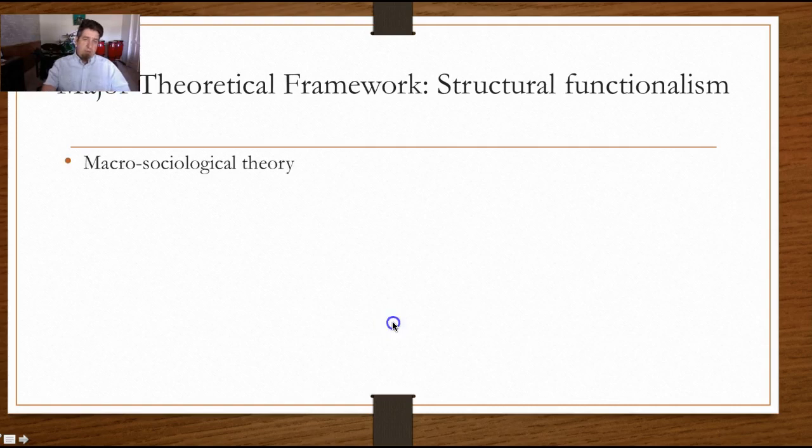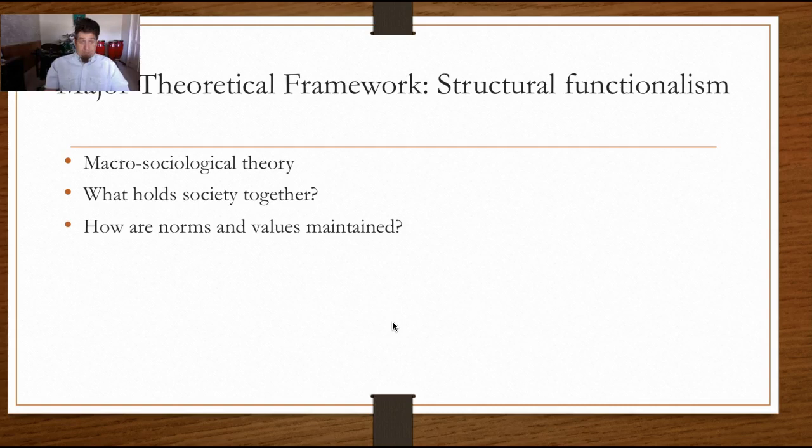Another sociological theory is called structural functionalism, and that's a macro sociological theory that focuses on what it is that holds society together. Its major focus is on the maintenance of norms and values. How is it that societies tend to coalesce? Its origins are in Emile Durkheim. And Emile Durkheim had two concepts, one was mechanical solidarity and the other is organic solidarity, that are very fundamental to this.